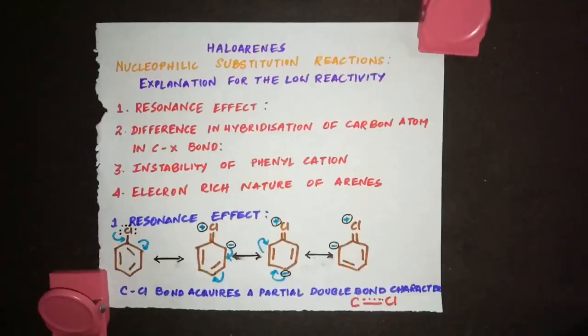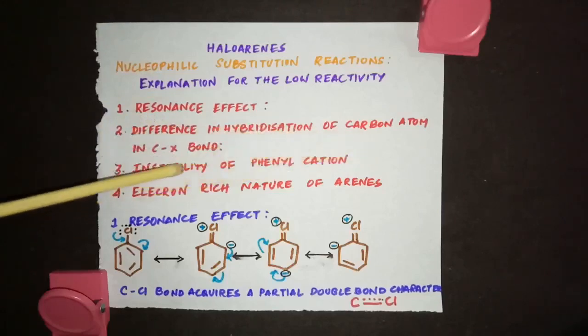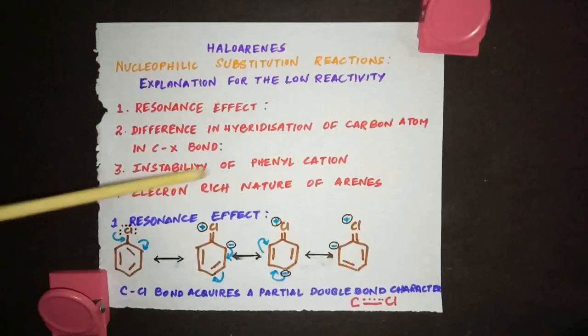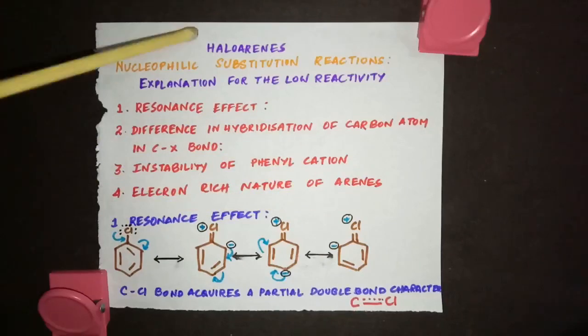When we studied the chemical properties of haloalkanes, we learned that they are very reactive towards a nucleophile. But haloarenes show low reactivity towards nucleophilic substitution reaction. So I'm going to explain why haloarenes have a low reactivity towards nucleophilic attack. So the first reason is resonance effect. Second one is difference in hybridization of carbon atom in C-X bond, and instability of phenyl cation. And fourth one is electron rich nature of arenes. So to explain all this, first remember we are talking about haloarenes.